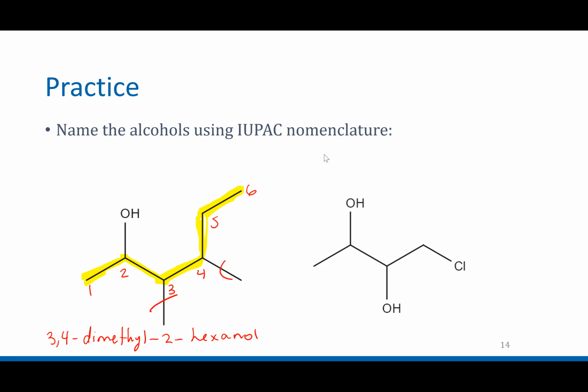3,4-dimethyl 2-hexanol. Perfect. 10 out of 10. Okay, let's look at the other answer. Now, this one is a good practice one. I'm going to highlight my chain.